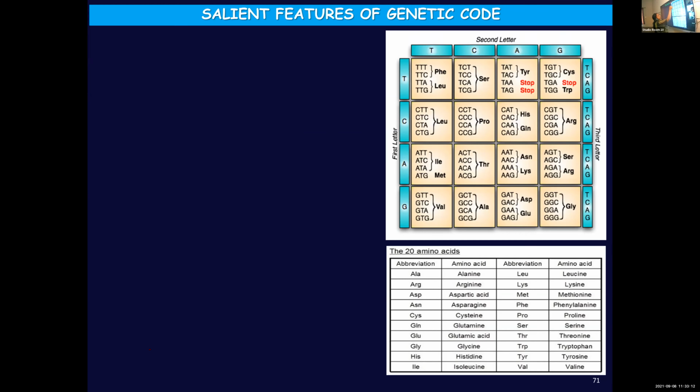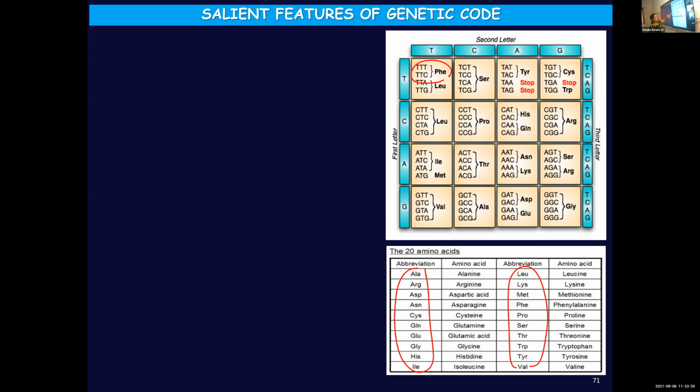Here you can see each amino acid is coded by more than one genetic code. The abbreviations of all these amino acids are given here. ALA means alanine, then arginine, aspartic acid. Now see the checkerboard, children. TTC means thymine, thymine, and again cytosine. So these two codons code for Phe, which means phenylalanine. Similarly, TTA and TTG code for leucine.